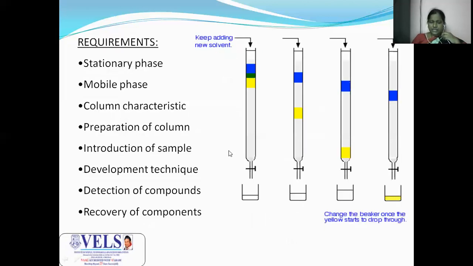These are all the requirements for column chromatography: the stationary phase, the mobile phase, selecting the column characteristics and preparing the column, and introducing the sample. Then you go for the development technique, detection of components, and recovery of your components.